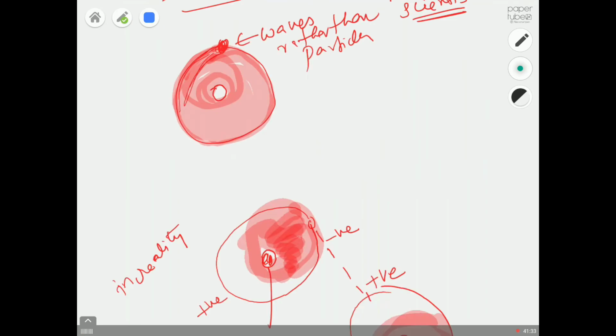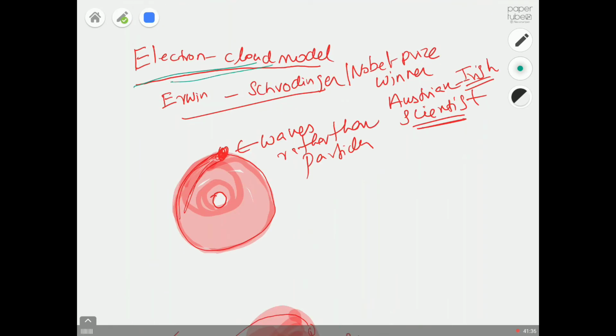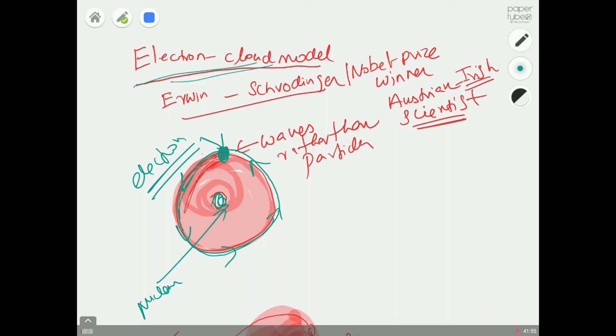But in fact, an electron doesn't work like a particle. Imagine this is your nucleus, and you have only one electron on this side. It's not going to go in a circular orbit like this. It's not true. It will move randomly around the nucleus, and we call the region where the electron can randomly move an electron cloud.